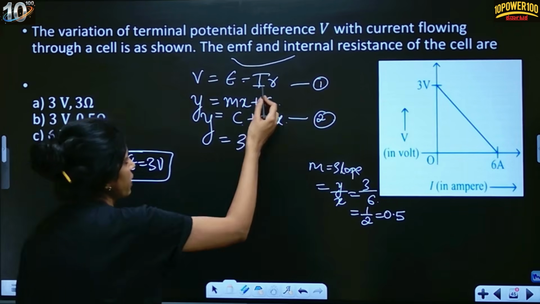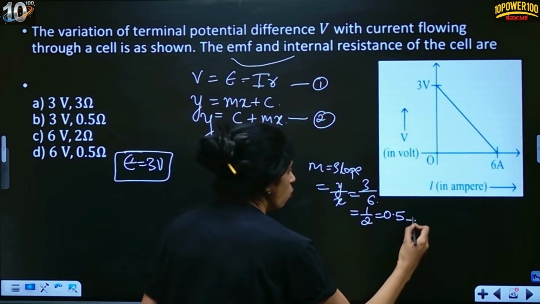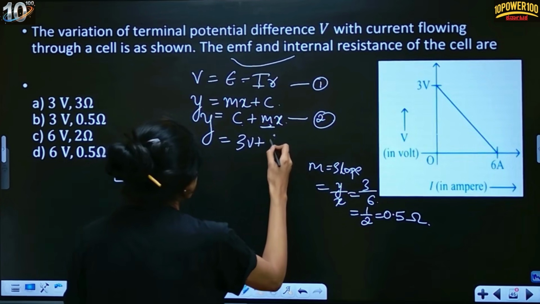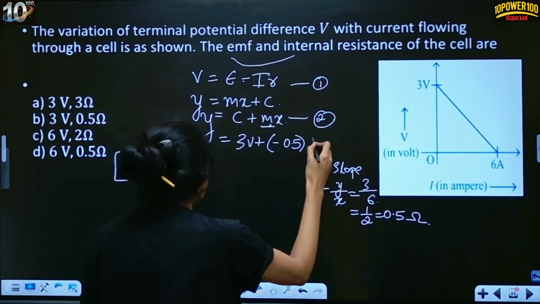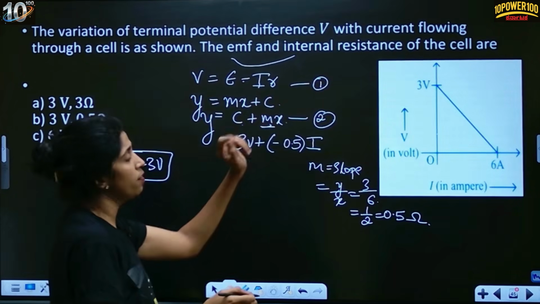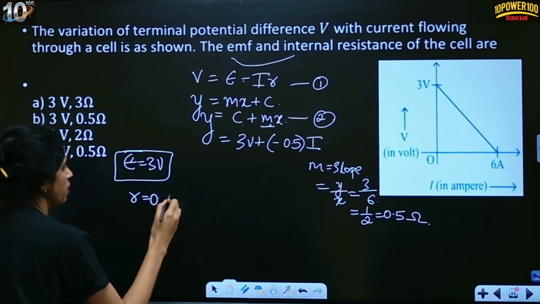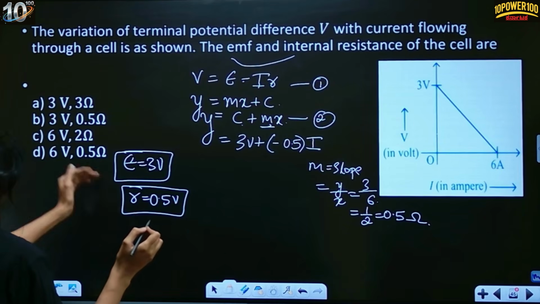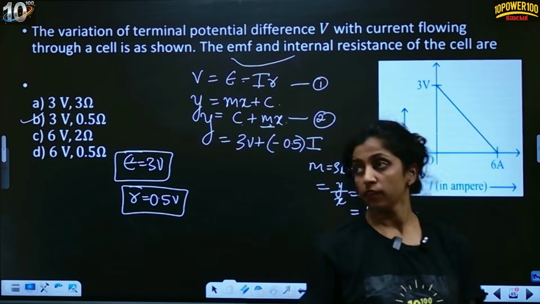So finally, internal resistance SI unit is also ohm, right? Even from this, V by I gives you ohm itself. So when you compare this and write it over here, M is minus of 0.5 because it's a negative slope. X is nothing but I, guys. Now when you compare the two equations, what will be the value of internal resistance? r is equal to 0.5 ohm. Very simple question. So where do we have 3 volt and 0.5? Yes, option B is the correct answer. Okay, that's it.